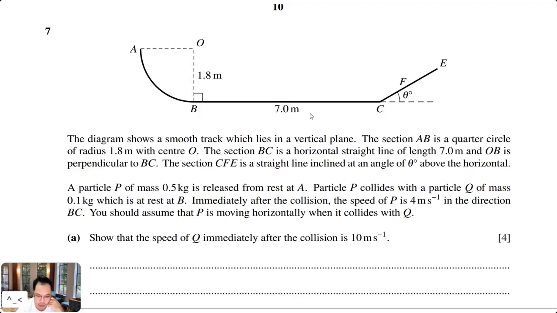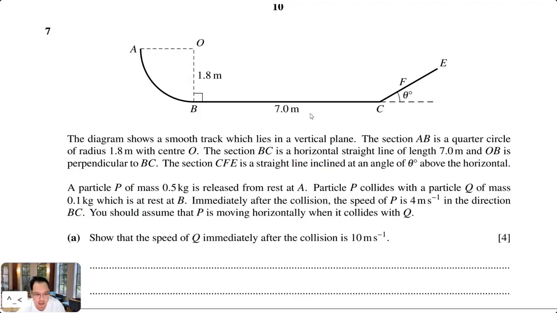The diagram shows a smooth track with lines in a vertical plane. The section AB is a quarter circle of radius 1.8 meters with the center O, the section BC is a horizontal straight line of 7 meters and OB is perpendicular to BC. The section CFE is a straight line inclined at an angle theta above the horizontal.